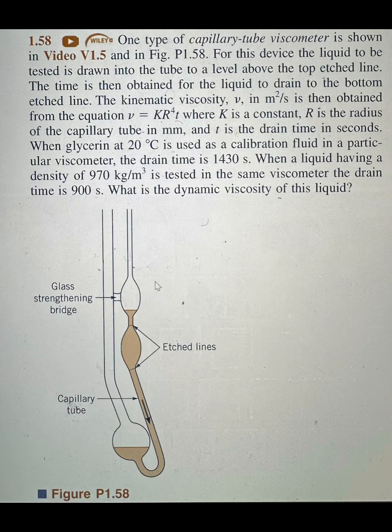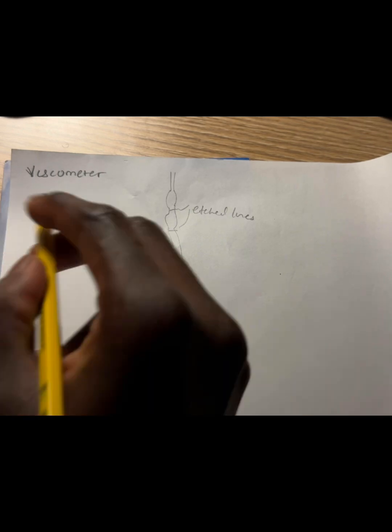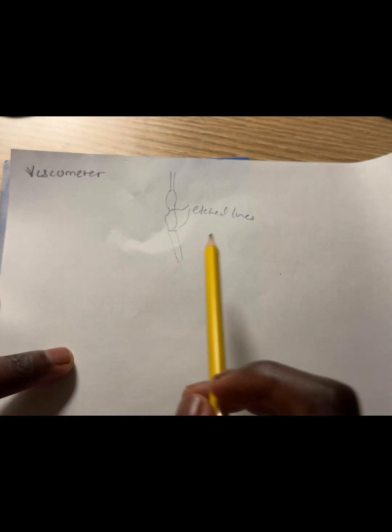So let's solve this problem. I'm gonna paste the problem in the video so you can see it. I'll walk you through how to solve it, and then we can move on from there. So the problem is a viscometer problem. I'm trying to make sure you can actually see this. It kind of looks like this. You're gonna see that in the video.